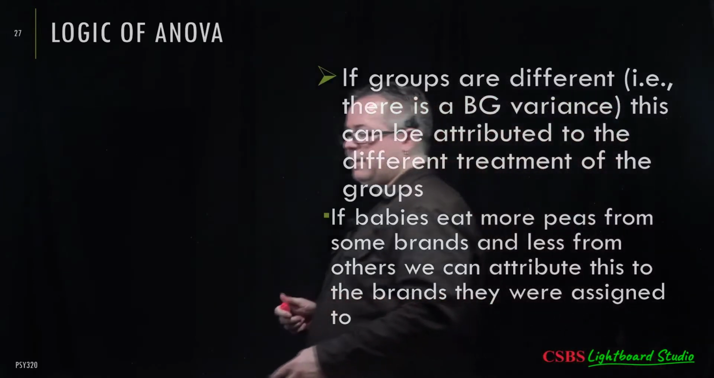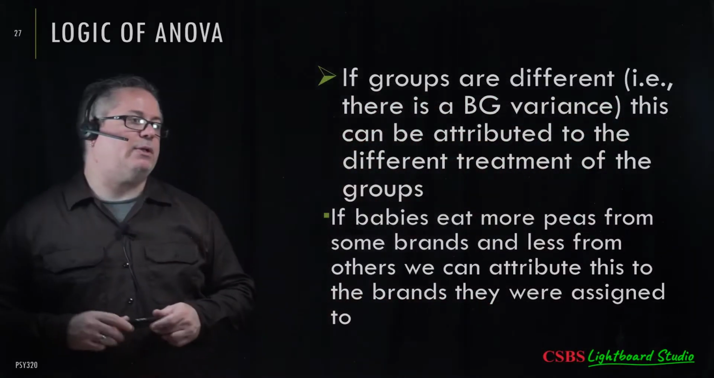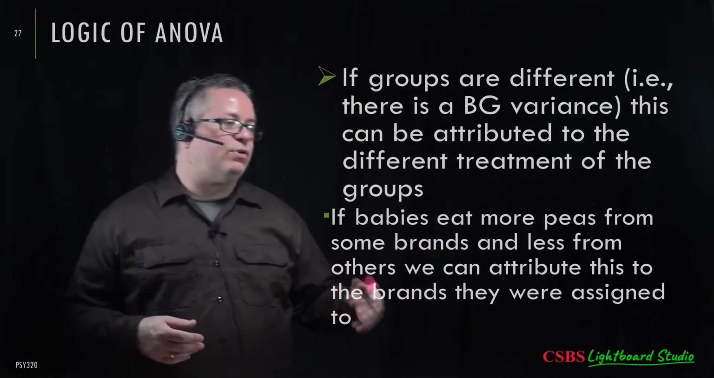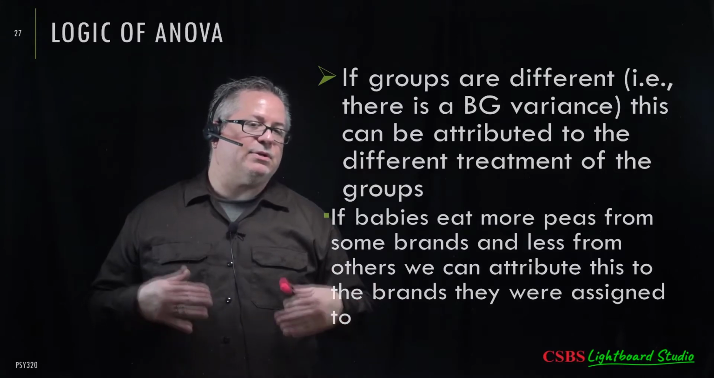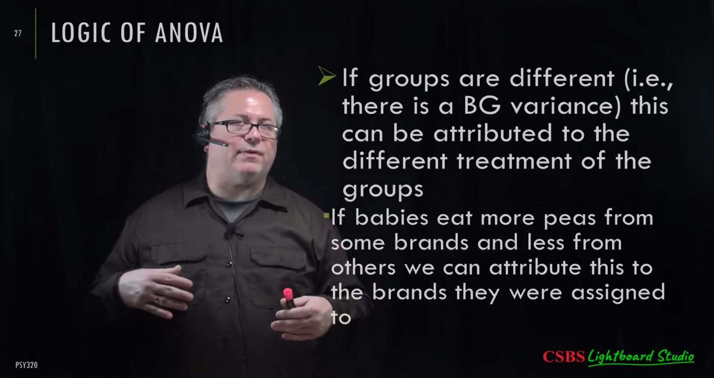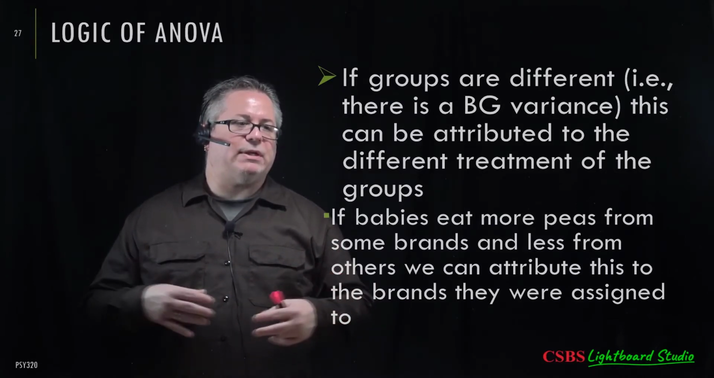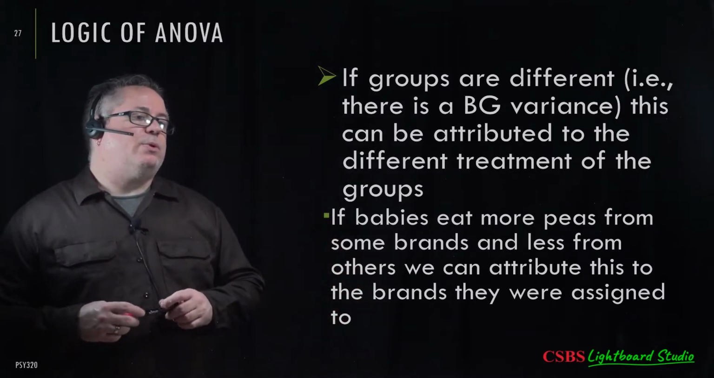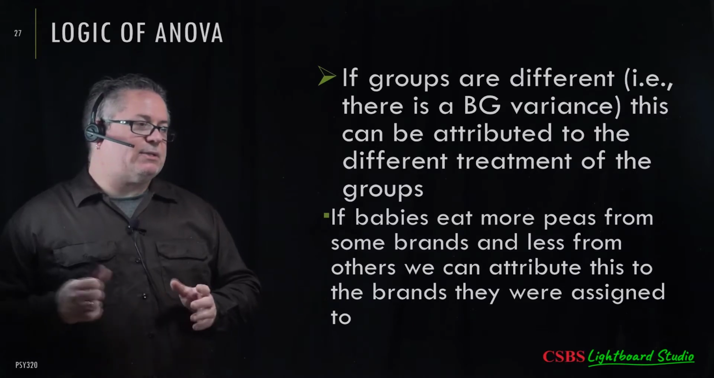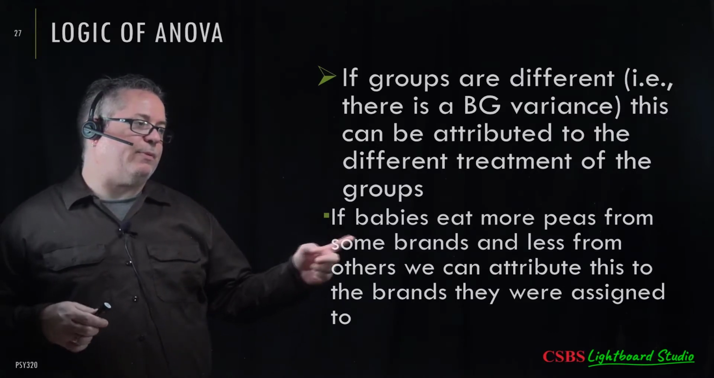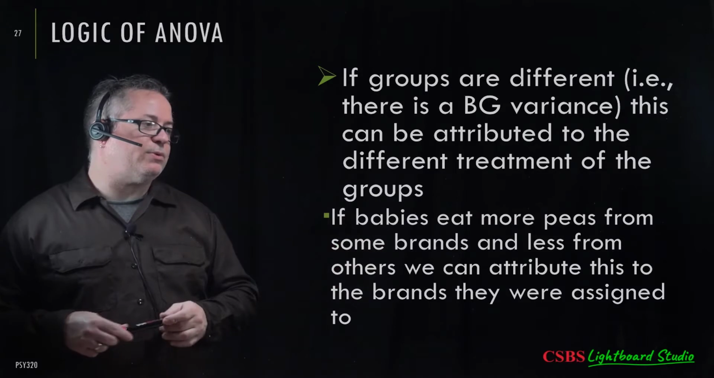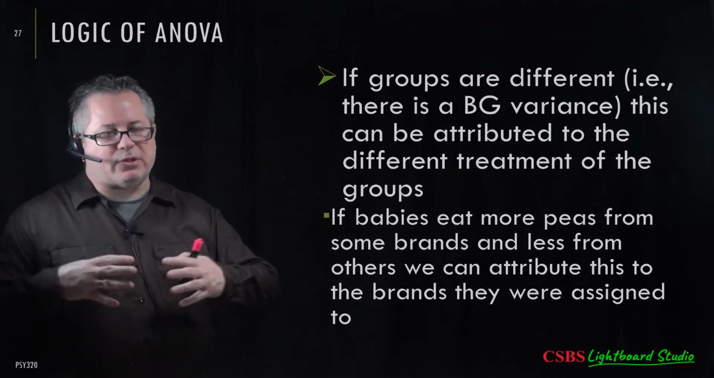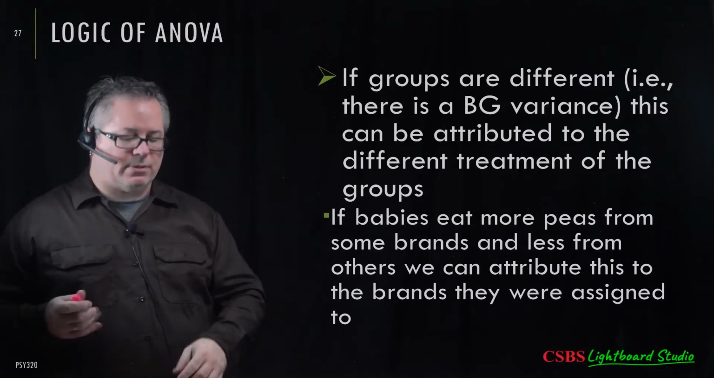All right. If groups are different, i.e. there is a between groups variance, this can be attributed to the different treatment of the groups. And this is where this starts to come in. All right, well, if the brands were really that different, if babies responded differently to the brands, so that babies eat more peas from some brands and less from others, we can attribute this to the brands they were assigned to, and that would produce a larger between groups variance.